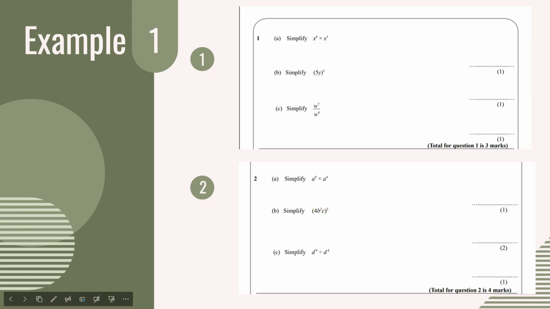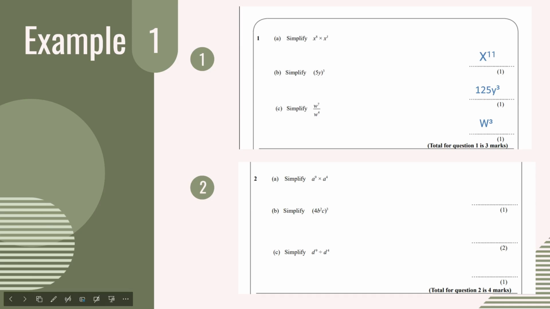Starting off, 1a asks us to simplify x to the power of 8 times x cubed. Here we use simple addition for 8 and 3 to get x to the power of 11. 1b asks us to simplify 5y all cubed. Here we cube the 5 and we cube the y, leaving us with 125y cubed. 1c asks us to simplify w to the power of 7 divided by w to the power of 4. As many of you may have noticed, division is the opposite of multiplication, so we simply minus the indices instead of adding them, leaving us with w cubed.